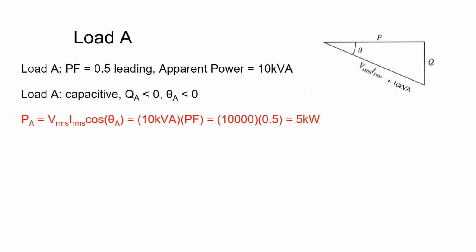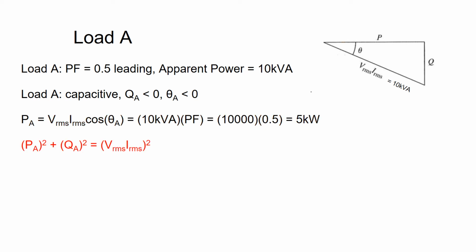The real power for load A is V RMS I RMS times cosine theta sub A. V RMS I RMS is the apparent power, which we know, and cosine of theta sub A is the power factor, which we also know. So we can obtain the real power, which is 5 kilowatts.